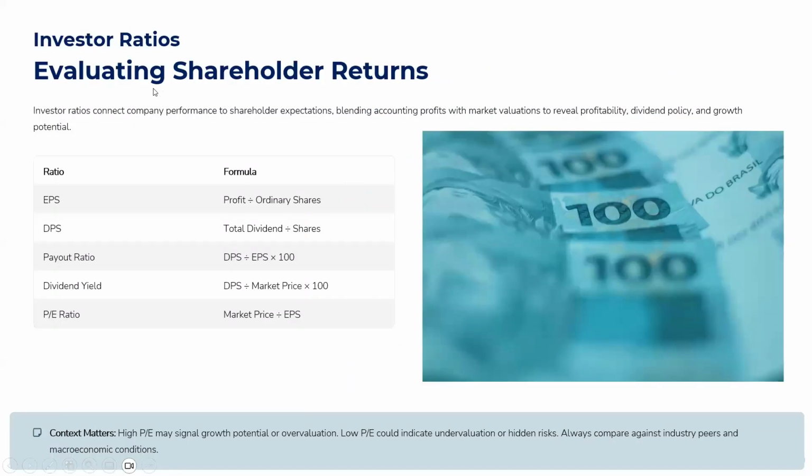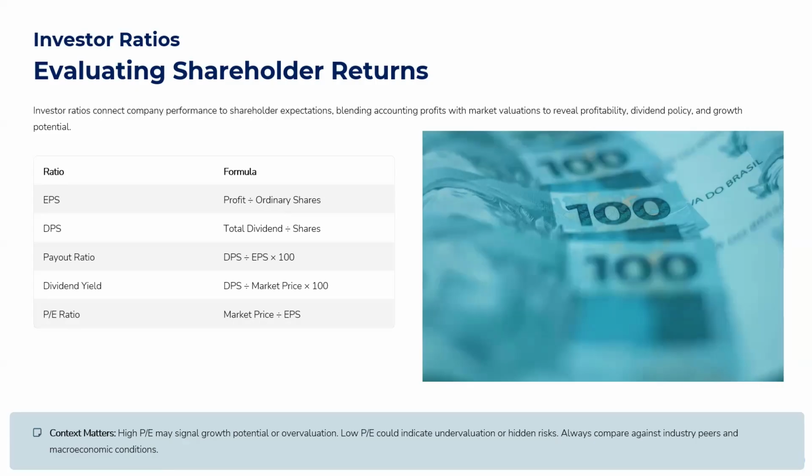Now, investors ratios, on the other hand, help us to check the company's performance and match it with shareholders' expectations, connecting the shareholders' expectations with the profitability of the business. You're looking at the accounting profits and the market valuation, to also review the profitability, the dividend policy and also the growth potential of the business.